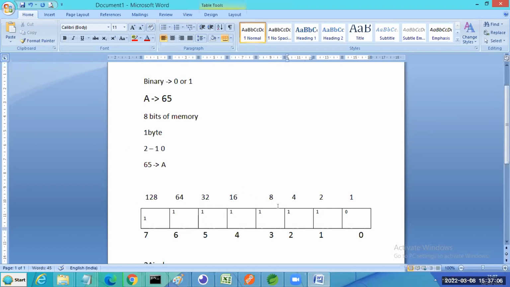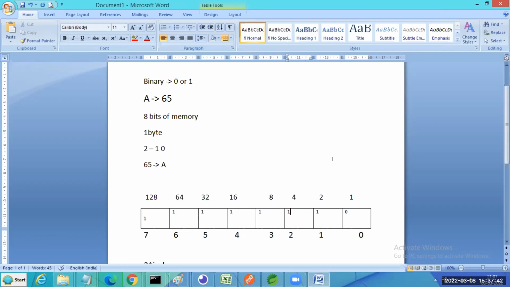So if everything is 1 here, then how much is this total? 255. Yes, sir. There is one more magic in these numbers. Each number is the sum of all the preceding numbers plus 1. Look at 8. Is 8 the addition of all its preceding numbers, 4 plus 2 plus 1? That is 7, plus 1 is 8, right?